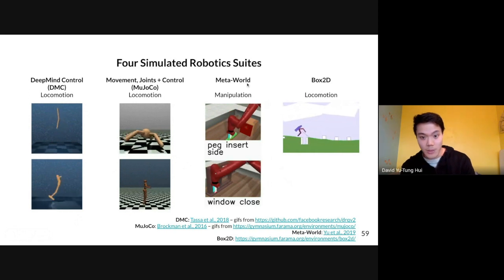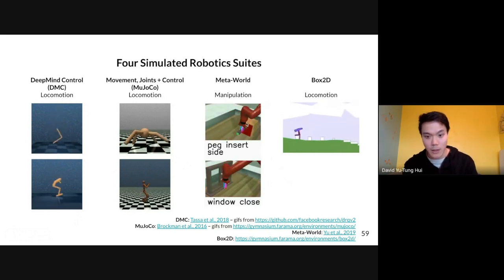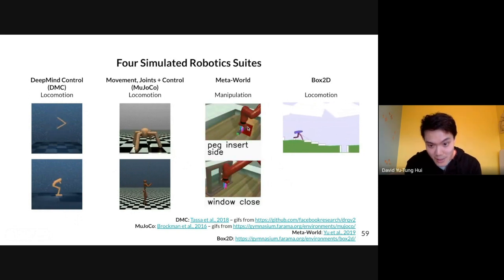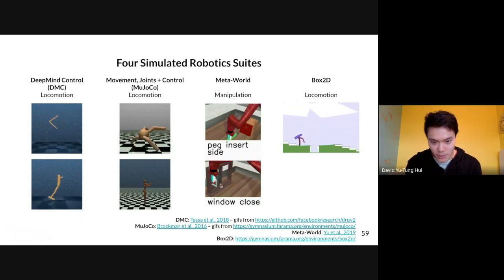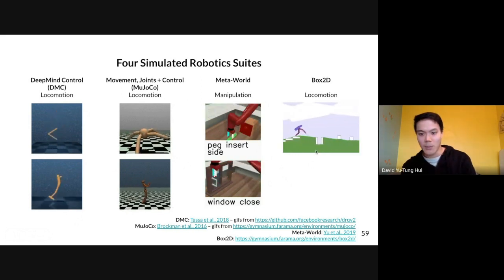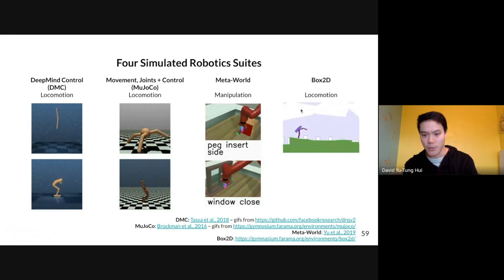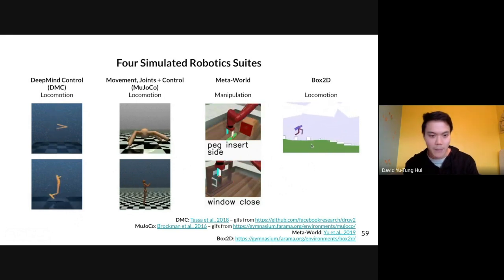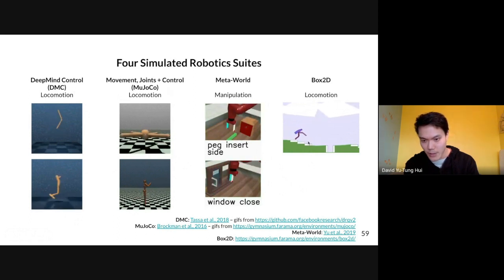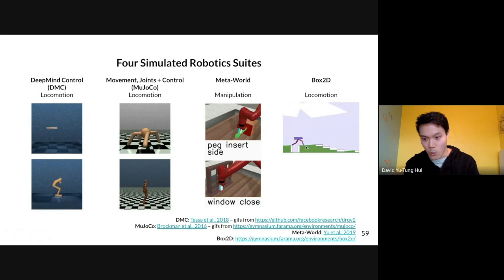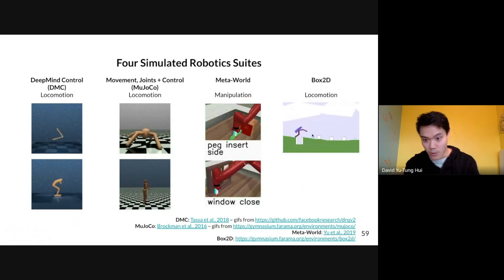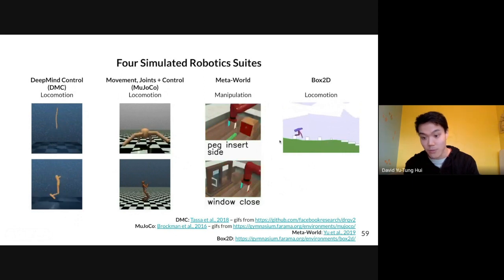We have the MetaWorld suite, which is about how to manipulate objects in an environment. Here we've got the task of trying to insert this peg into this drawer. And here we have a task of trying to close this rather small window. And then finally, we have another locomotion suite, which is perhaps more challenging than the DeepMind Control and MuJoCo environments, because the terrain here is uneven and always varying between episodes as well. We're trying to control this bipedal walker to traverse this terrain from one end to the other.